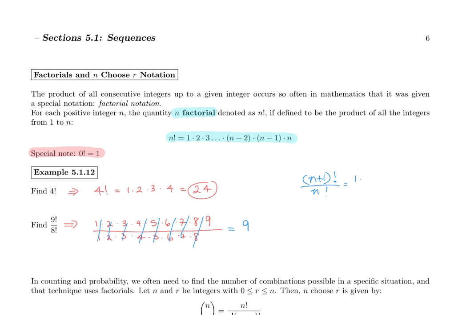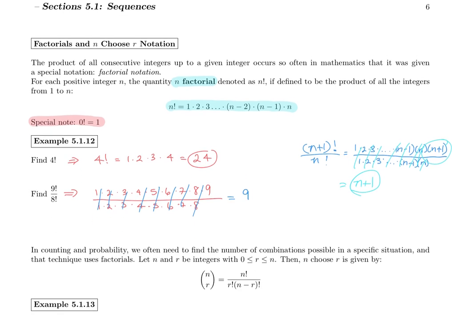Well, this would be 1 times 2 times 3 times all the way up to n minus 1 and n and n plus 1, over n factorial, which is going to be 1 times 2 times 3 times all the way up to n minus 1 and n. And here, everything's going to cancel out now, except for n plus 1. So we're left with just n plus 1.